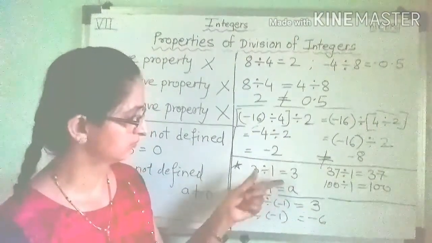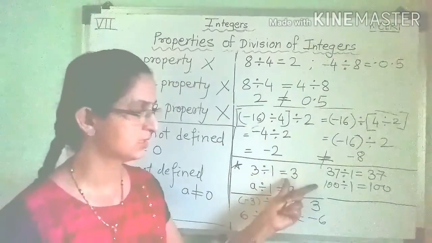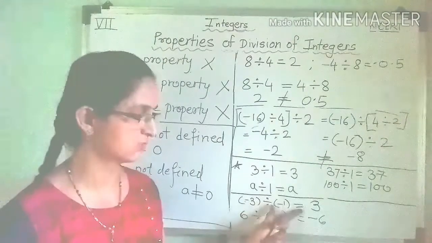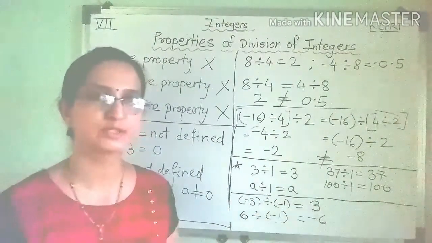So when I divide any integer by 1, it gives the same number, but when I divide any number by -1, it does not give the same integer. So that's all for today.